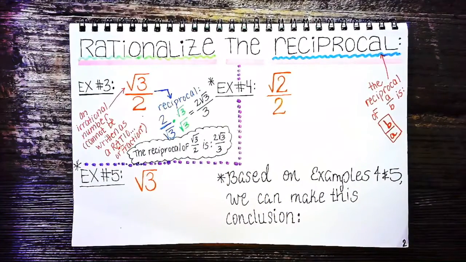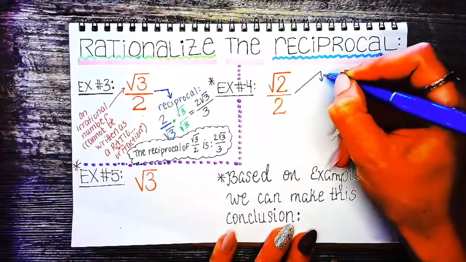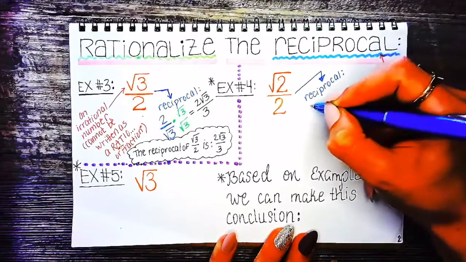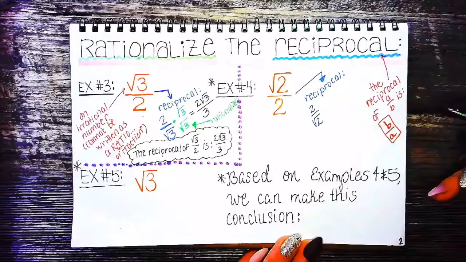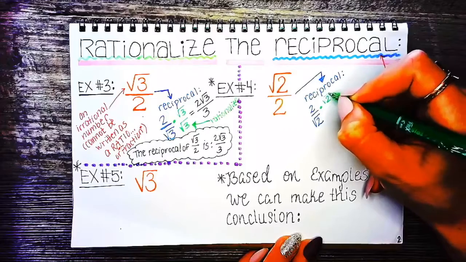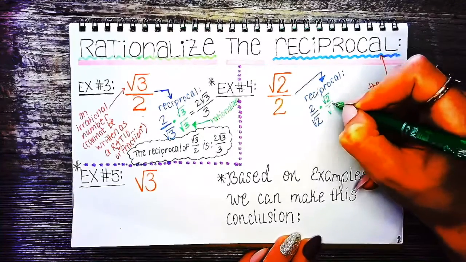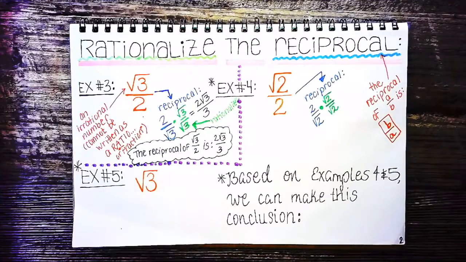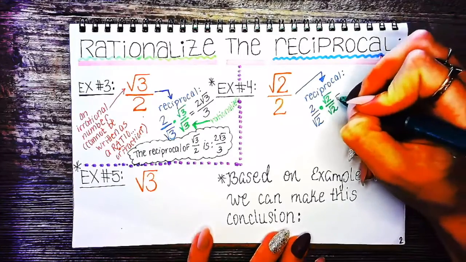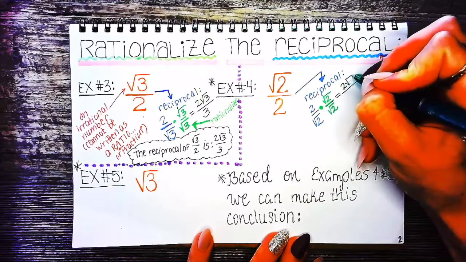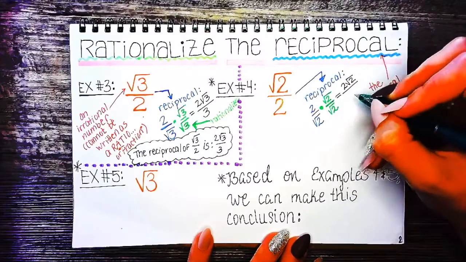Next up, for example 4, we have radical 2 over 2. The reciprocal of radical 2 over 2 is 2 over radical 2. To properly rationalize this denominator, we're going to multiply both the numerator and denominator by radical 2 over radical 2. Again, this is the same as multiplying by 1, also known as the multiplicative identity, and this is totally valid. 2 times the square root of 2 is 2 radical 2.